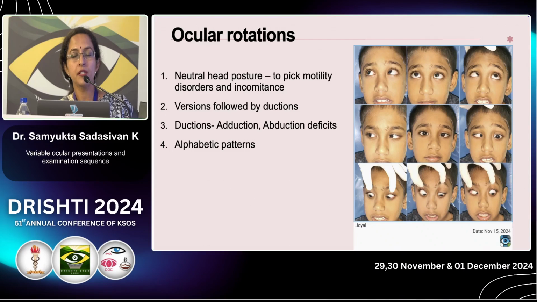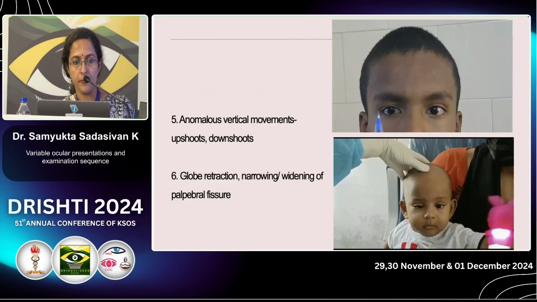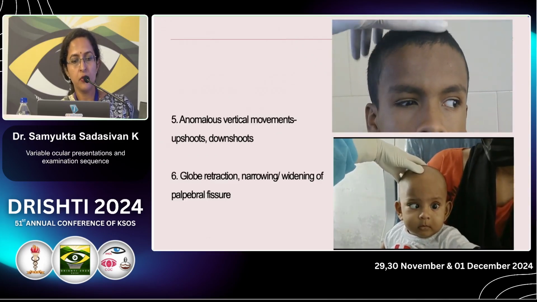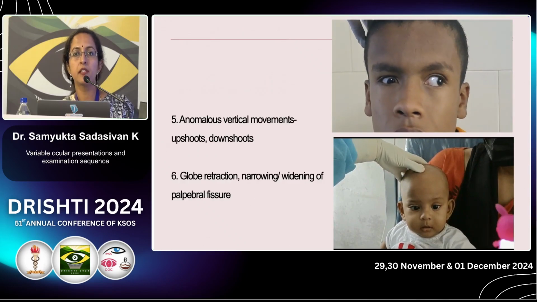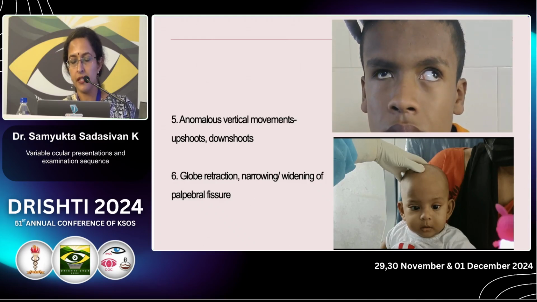Now, ocular rotations: this is the cornerstone in diagnosing and differentiating DRS from similar clinical entities. Do it in neutral head posture, and a thoroughly done ocular motility examination will help to pick associated motility disorders, incomitancies, alphabetic patterns, etc. Versions to be checked first, followed by ductions, all the deficits to be noted here. You can on the spot take an iron gaze image to have a reference for later. Now, all these anomalous vertical movements, overshoots, globe retraction, narrowing and widening of palpebral fissure, all these things become evident at the end of your ocular motility pattern examination.